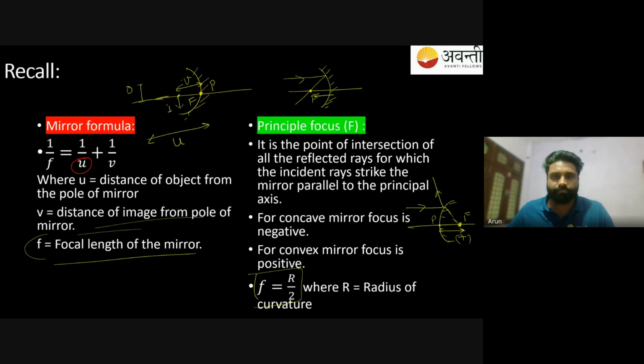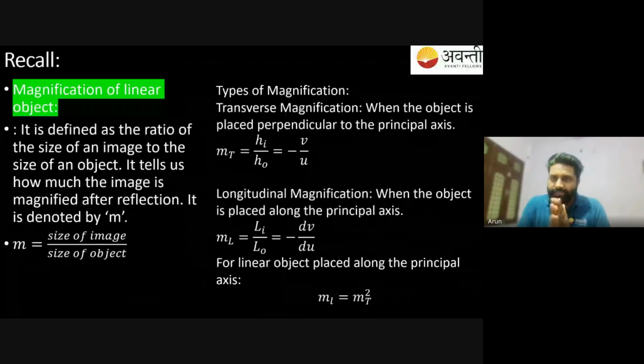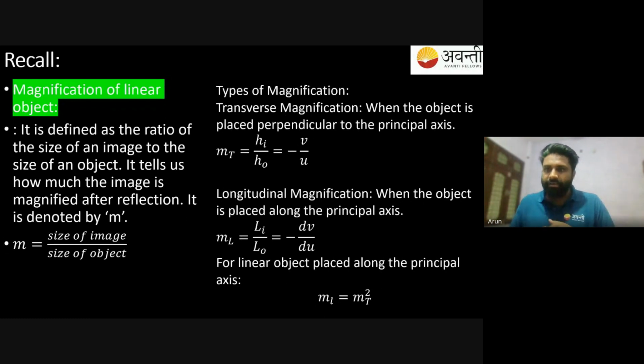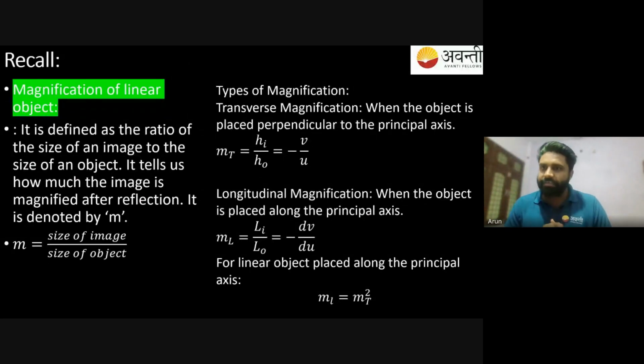Now move on to the next topic. It is the magnification of a linear object. What is magnification? It is nothing but the ratio of the size of the image divided by the size of the object. Okay. So it tells us how much the image is magnified after reflection. ठीक है. और magnified होने का मतलब ये नहीं कि image कितनी बड़ी ही हुई, कितनी छोटी भी हुई. ठीक है. This is all that magnification tells us.